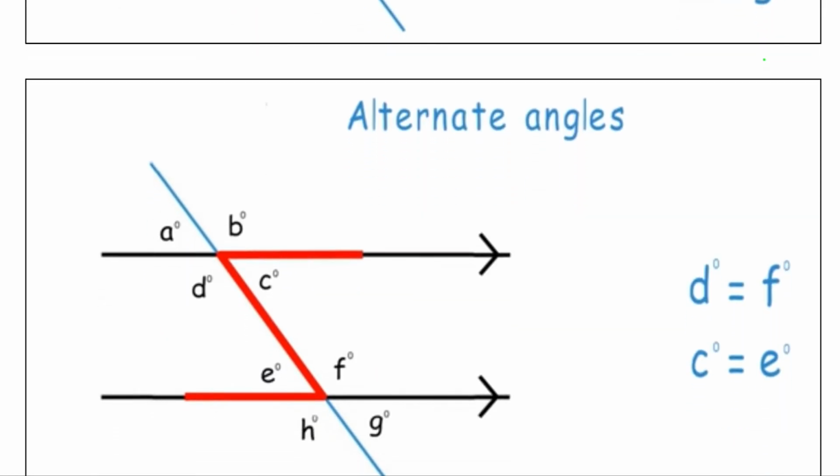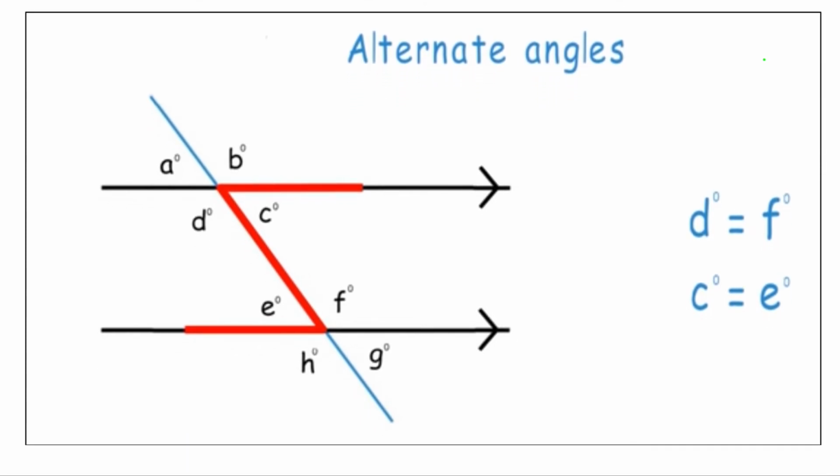Additionally, if we think about alternate angles, then we have that C and E are equal, but also D and F will be equal if we draw this set like this. Wonderful. I will highlight what I said. If I draw it like this, then I can see that D and F are equal because they are alternate angles.